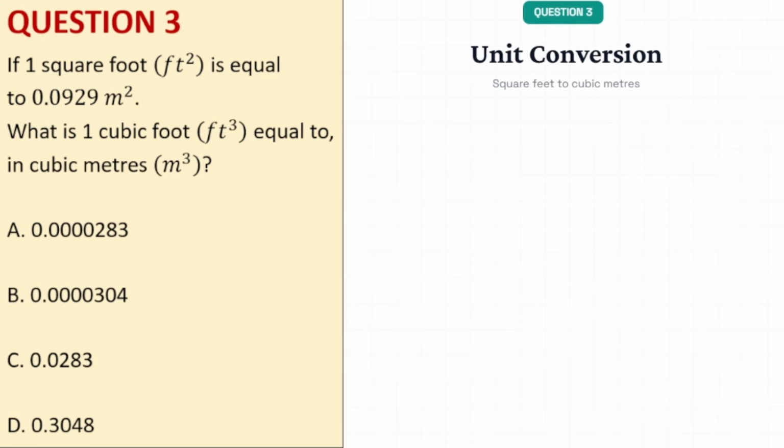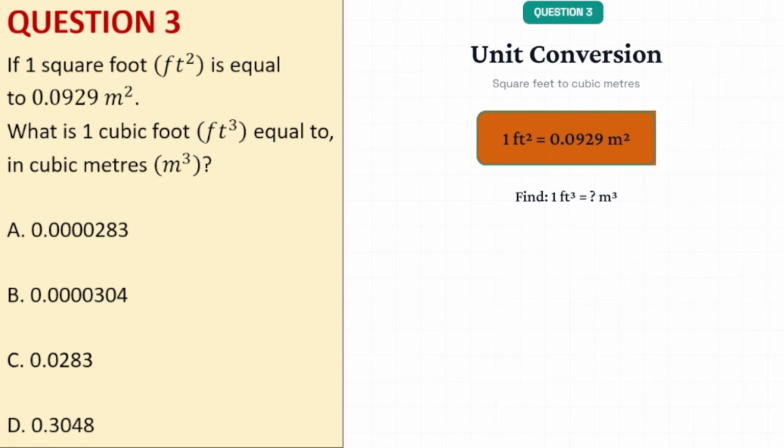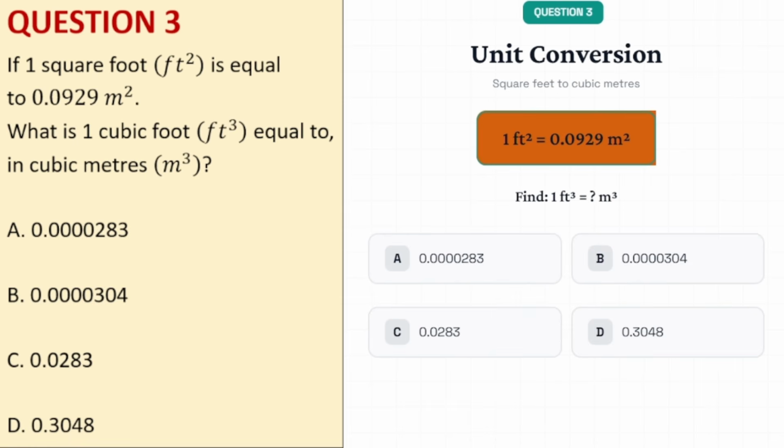Question 3. If 1 square foot equals 0.0929 square meters, what is 1 cubic foot equal to in cubic meters? The options are A. 0.0000283, B. 0.0000304, C. 0.0283, D. 0.3048.